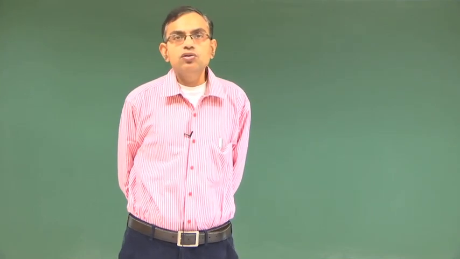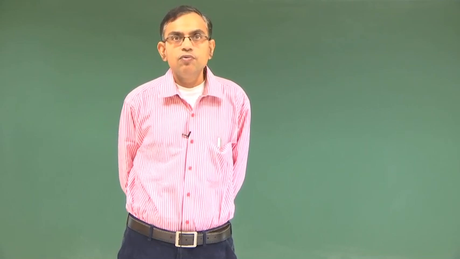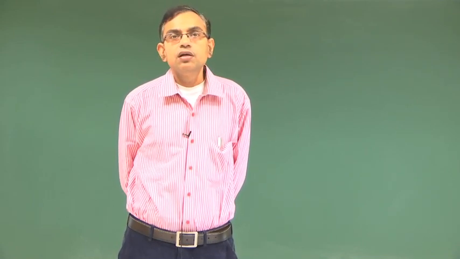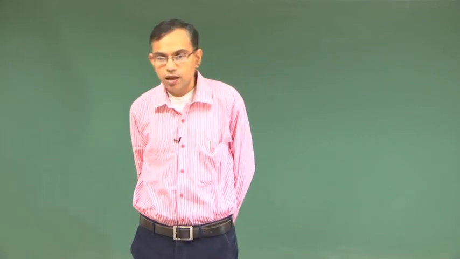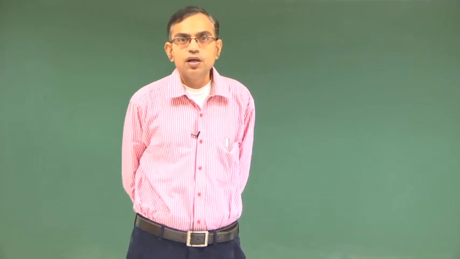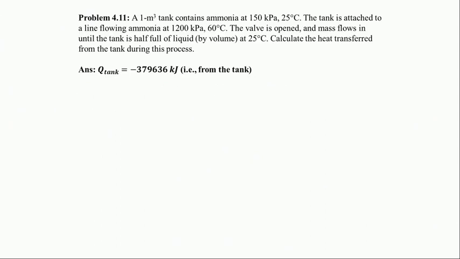We have been discussing problems concerning the first law of thermodynamics, where the situation demands addressing unsteady state problems. We have worked out 2 problems so far, and we will continue with the next problem. So, this problem is a 1 meter cube tank that contains ammonia at 150 kilopascal, 25 degree centigrade.